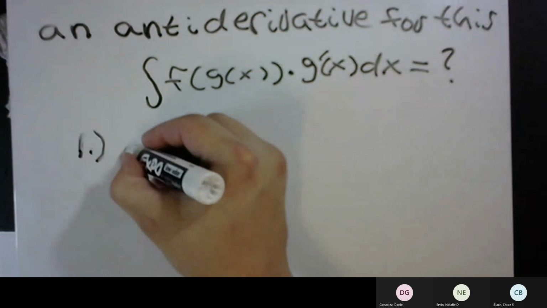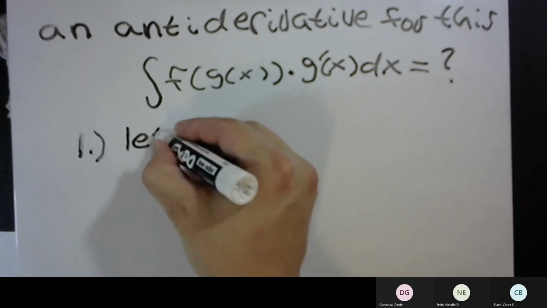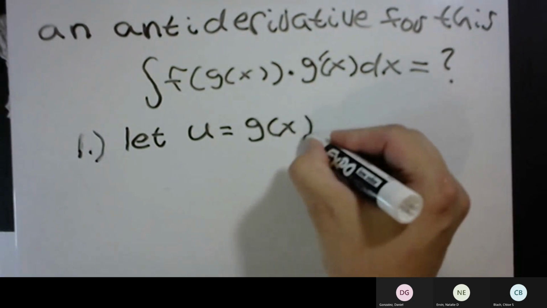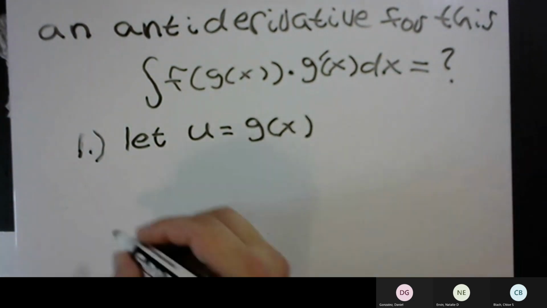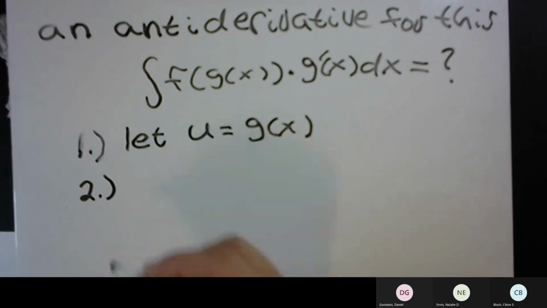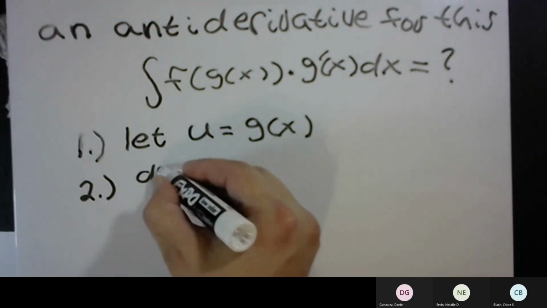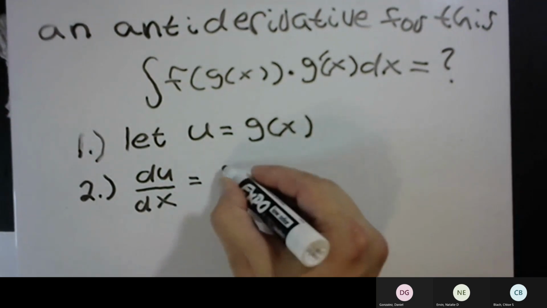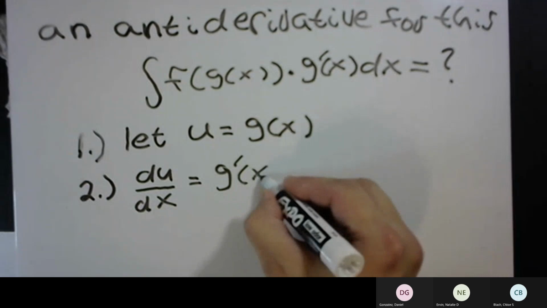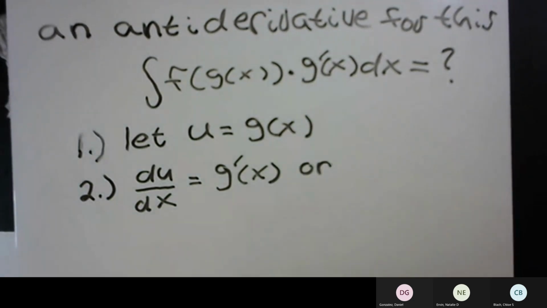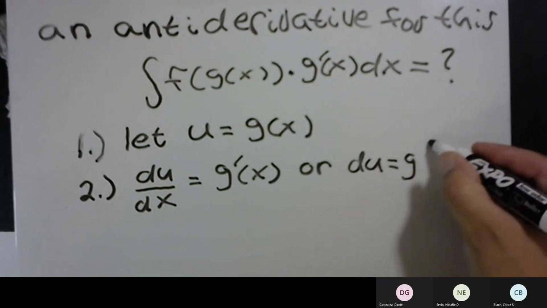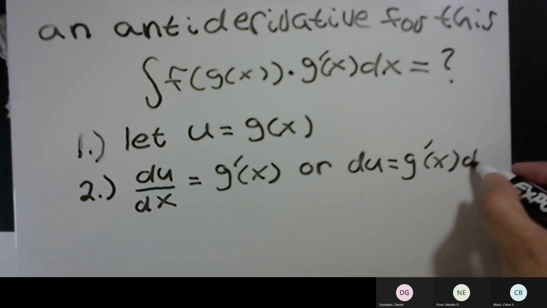So number one, let u equal g of x. Then if we take the derivative, du dx, we get g prime of x. Or if we multiply both sides by dx, we have du is g prime of x dx.